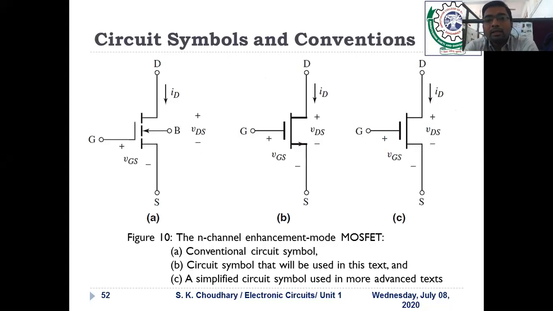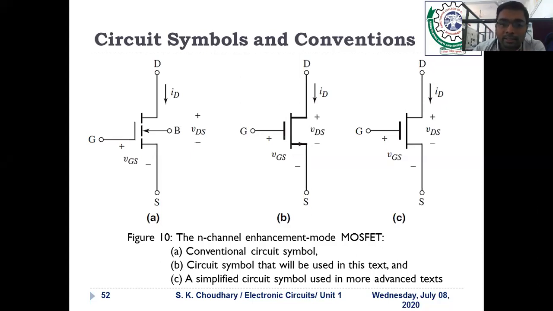Now we have to see the circuit symbols and conventions. It is also very important in terms of MOSFET. As we already discussed in the first lecture, the types of MOSFET are N-channel MOSFET and P-channel MOSFET, with a further subdivision into enhancement type and depletion type. So these are the symbols we are learning, for the N-channel enhancement type MOSFET. In our syllabus, we would only discuss this type, the N-channel enhancement mode MOSFET.